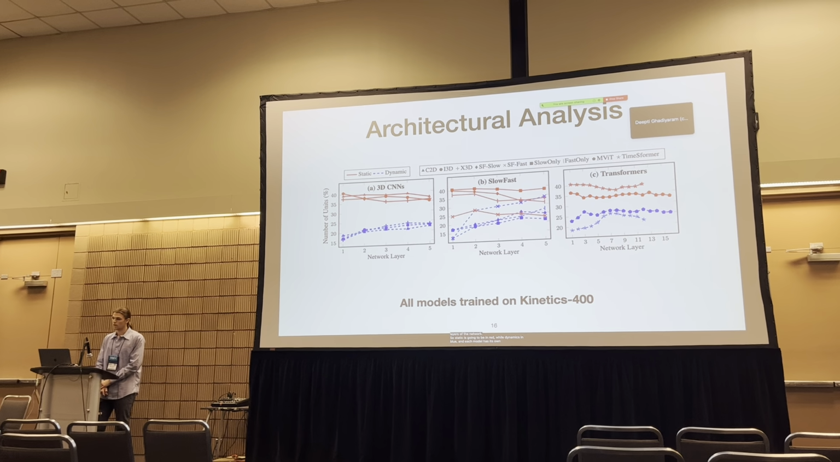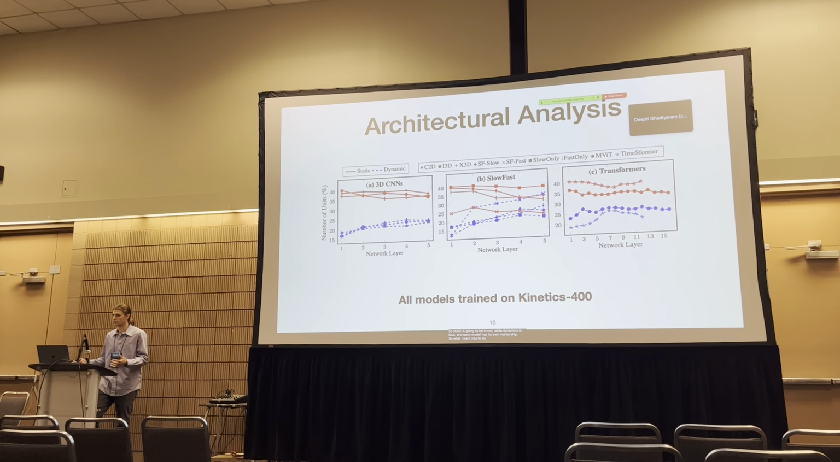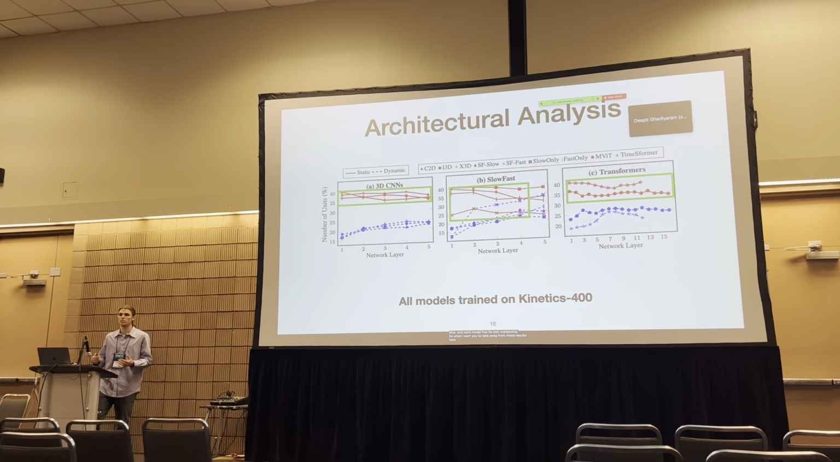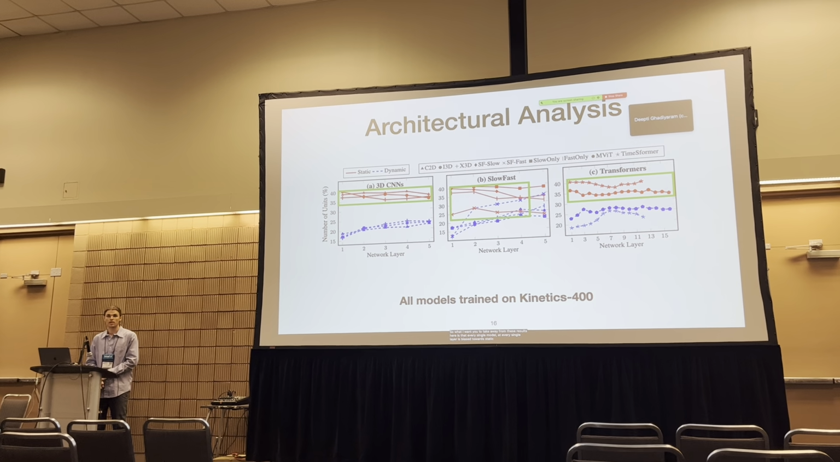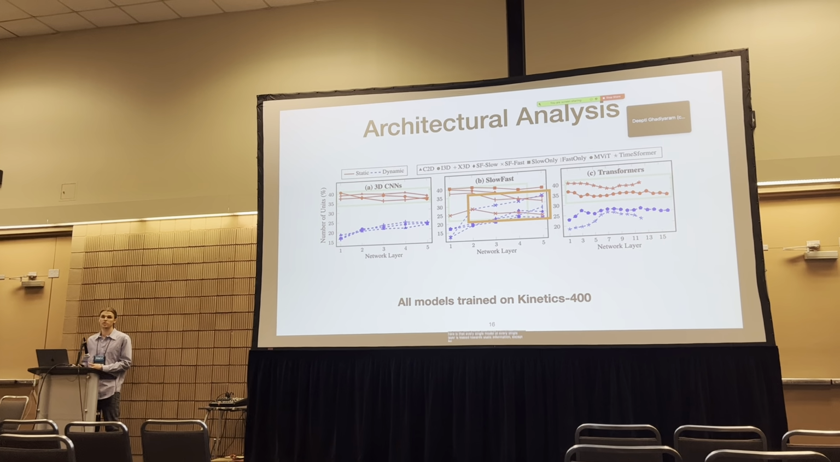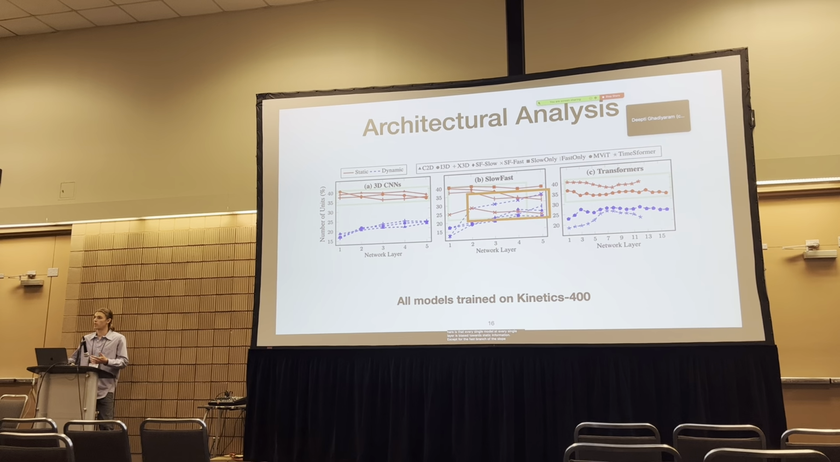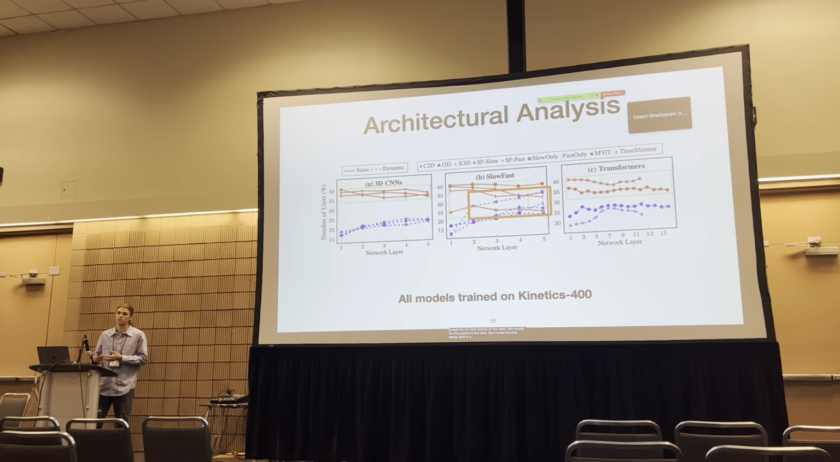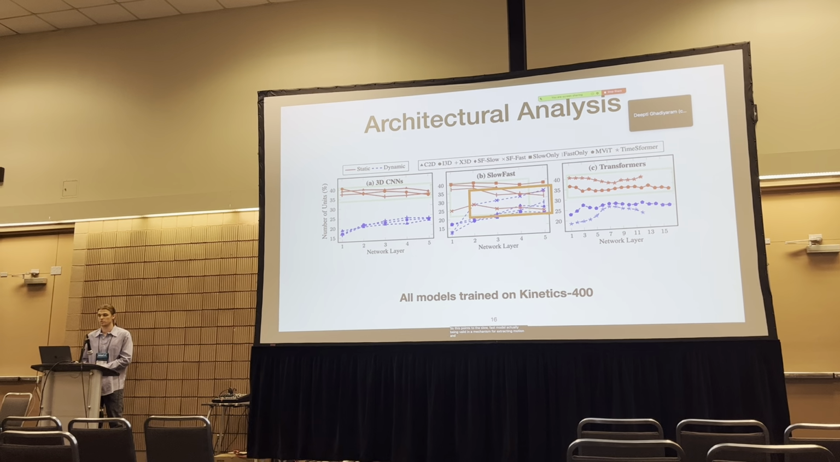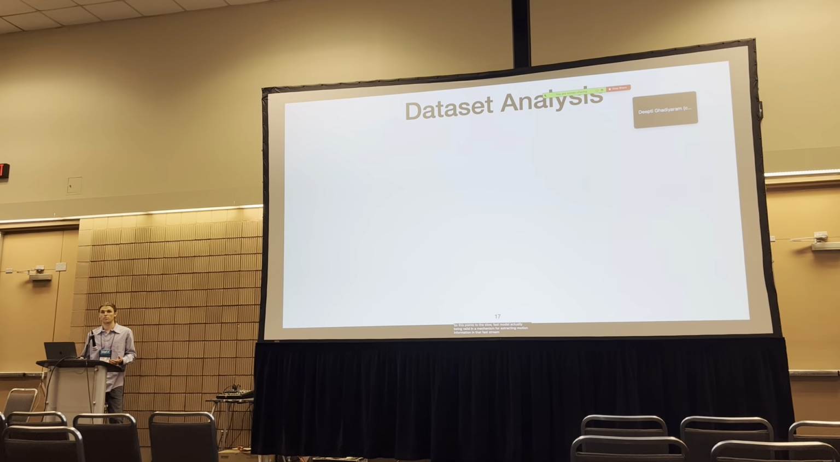So what I want you to take away from these results here is that every single model at every single layer is biased towards static information, except for the fast branch of the SlowFast model. So this points to the SlowFast model actually being a valid mechanism for extracting motion information in that fast stream. So we also looked at a number of different data sets.